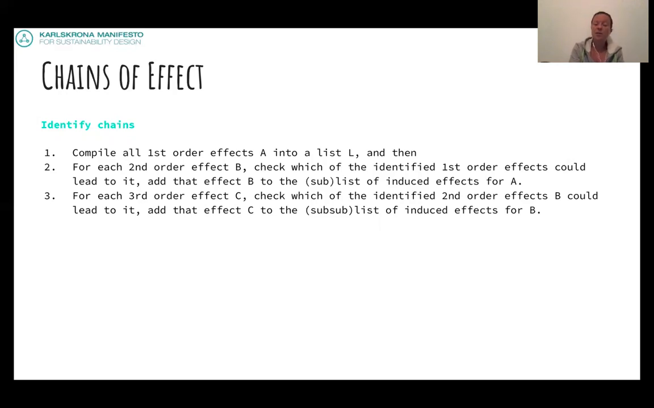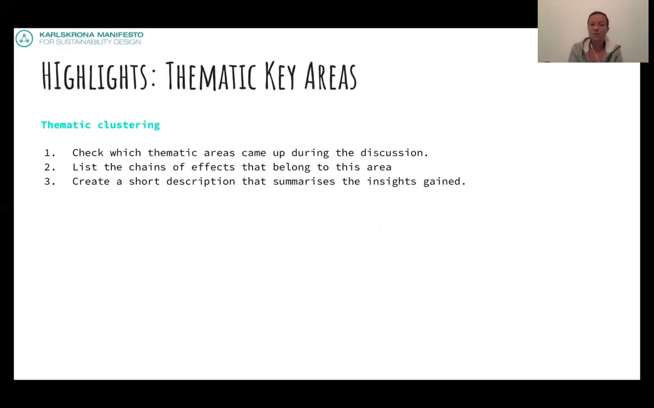So you're going to get quite a few lists here. It could get extensive. Or maybe you just end up with a list of 20. That's okay too. And then you try to thematically cluster which areas came up during the discussion and list the chains of effects that belong to this area and create a short description that summarizes.